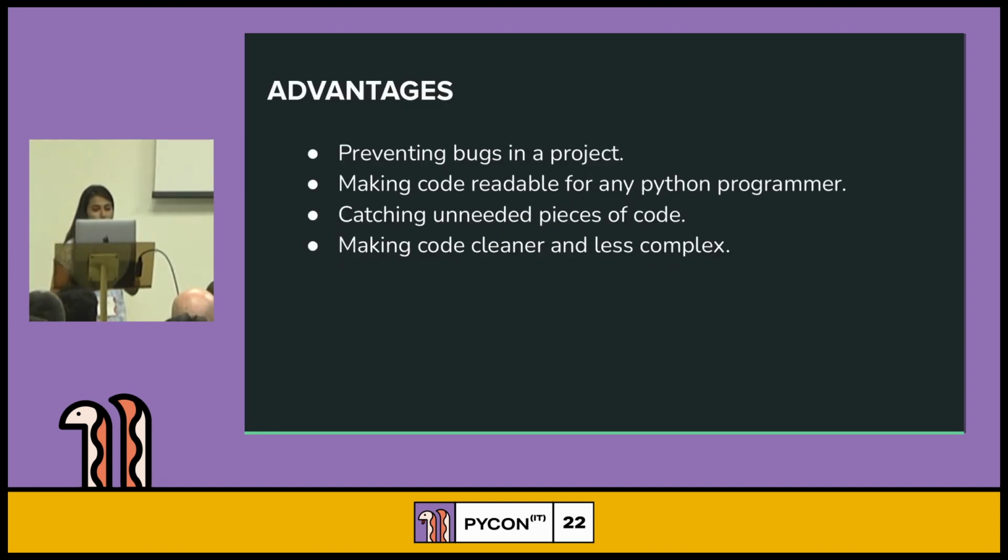Now we'll also take a look at some of the advantages that I think Pylint as a linter provides. It helps to prevent bugs in a project, which we have talked about in detail. It also makes sure that your code is readable to other programmers, and it looks like one consistent person has written that code. Along with that, it also catches unneeded pieces of code, which might get overlooked by the naked eye.